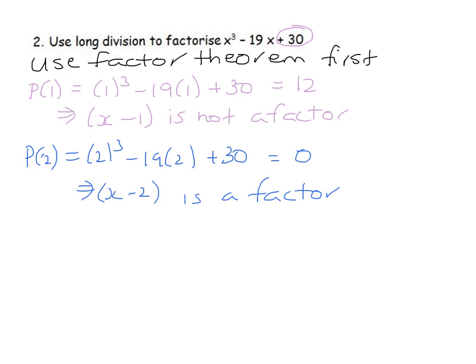What that means for us now is that we're going to have to use division of polynomials to find the other factors. Okay, so we're going to divide x minus 2 into x cubed. Now there's no x squared term, but I would be putting in a 0x squared term, so your columns all line up nicely. Minus 19x plus 30.